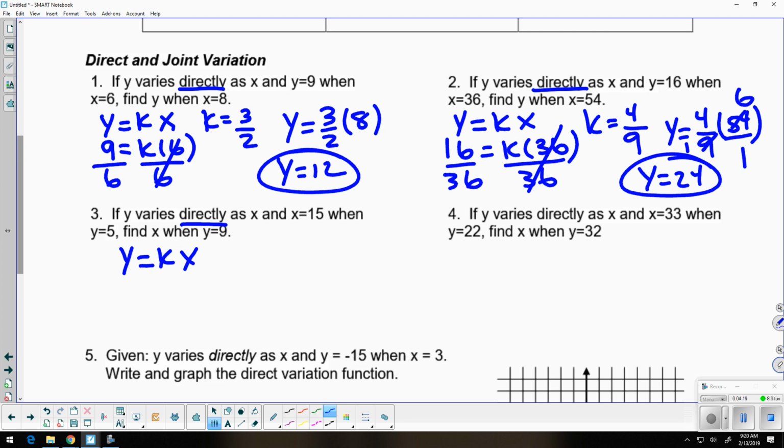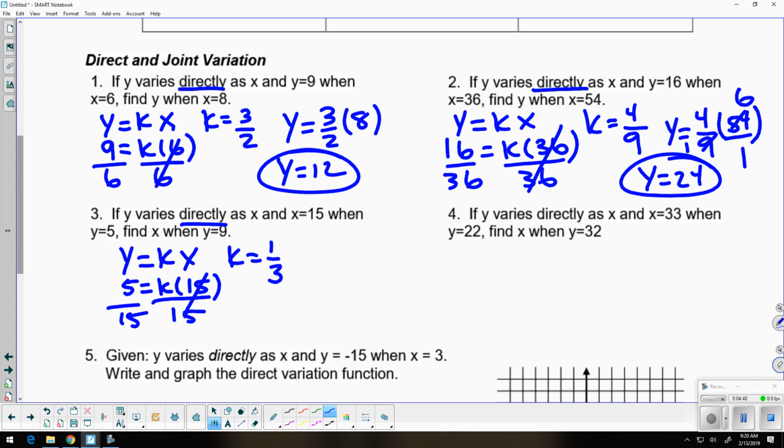They kind of switch it around. They say x is 15 when y is 5, so just make sure you plug them into the right spot. We're trying to trick you on this one, but x is 15, so make sure you plug that in for x. Y is 5. Again, solving for k, divide both sides by 15. Reducing down the fraction, that's 1/3. Again, use the fraction because, once again, this would be a repeating decimal if you use the decimal.